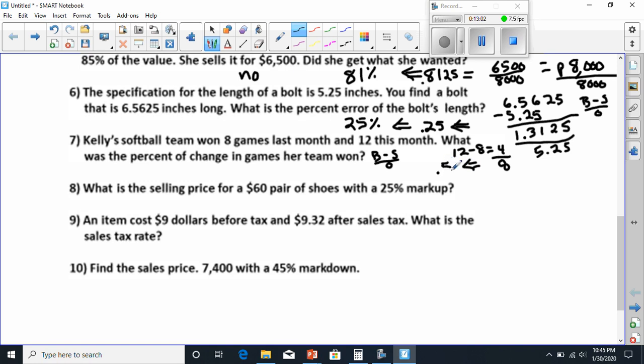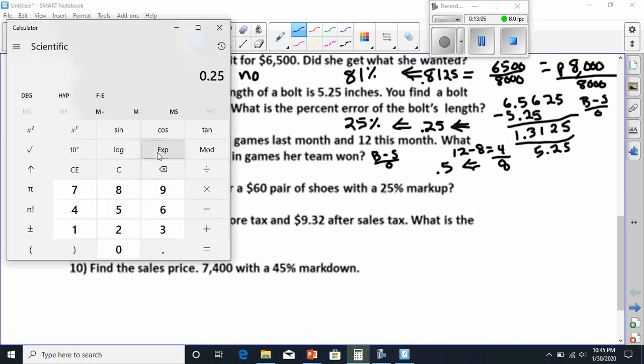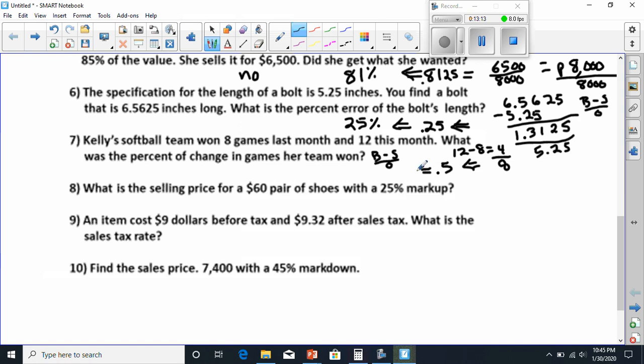So 4 divided by 8, that's going to give us 0.5. And I'll double check that. Fairly sure I'm right. 4 divided by 8 equals 0.5. Good. And we move that decimal over twice, so that means it's going to be 50%.